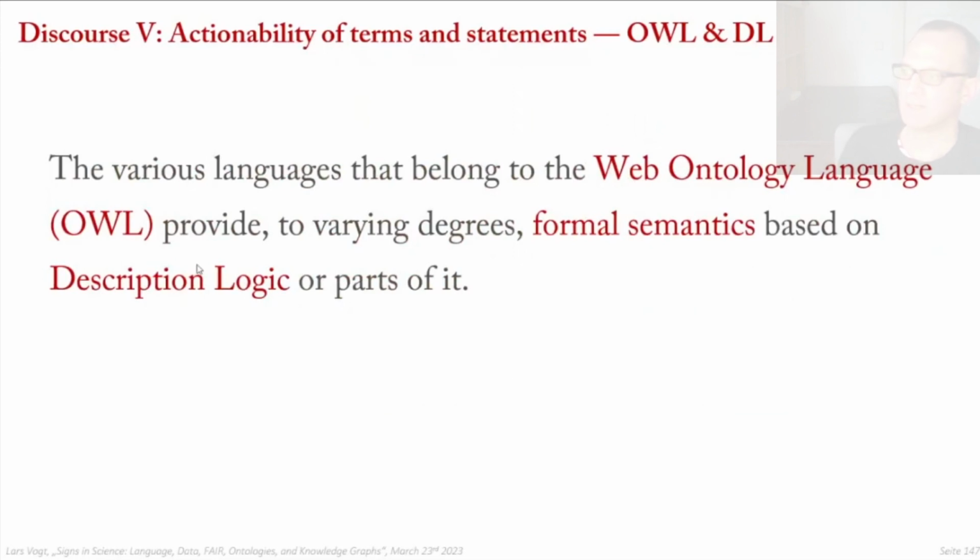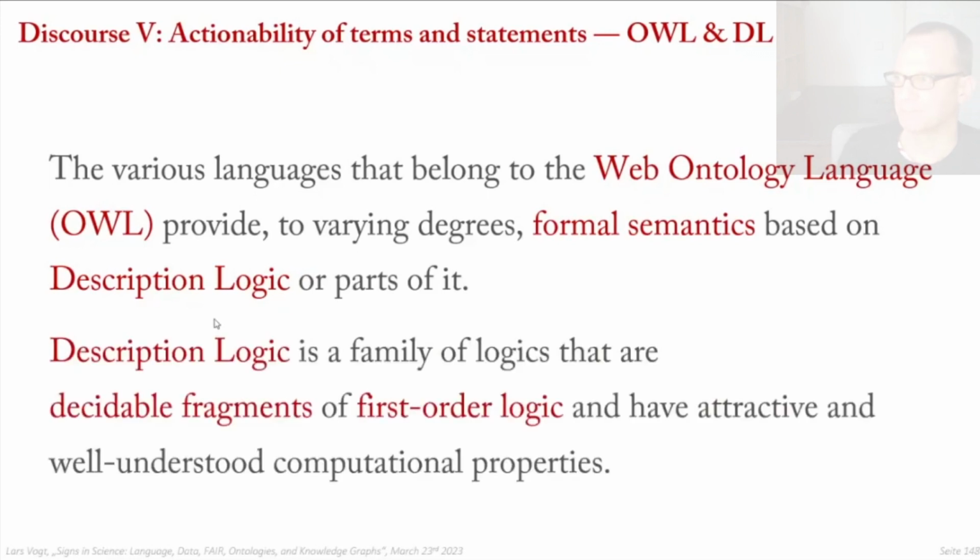It sounds so difficult, but basically we have different languages within the family of the Web Ontology Languages. They differ in terms of how much description logic they allow. And description logic is a family of logics that are decidable, or mostly decidable, fragments of first-order logic and have attractive and well-understood computational properties.